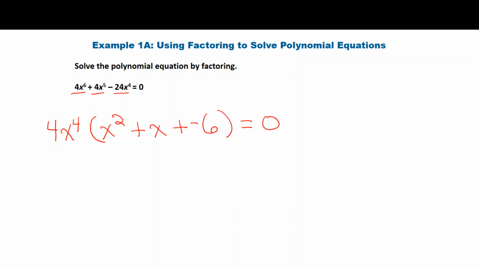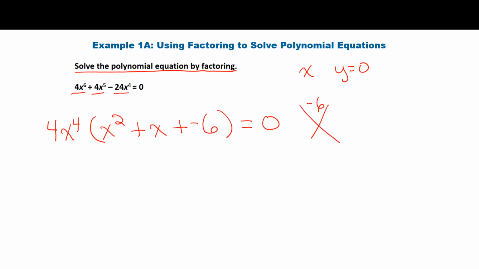Now, the problem said solve the polynomial equation by factoring. That means I'm trying to find the roots, or what x is when y equals 0. So I'm getting close, but I can see this x squared plus x minus 6 is actually a pretty easy thing to factor now.